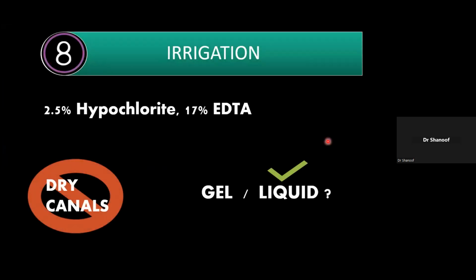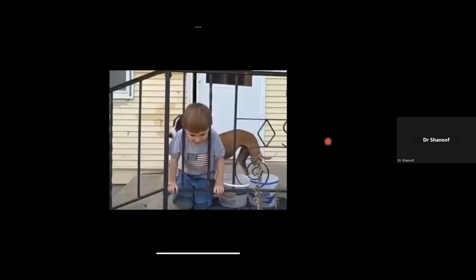Then comes the irrigation. Dry canals increase file fracture due to friction. So irrigating solution should be used continuously after every filing to keep the canal lubricated. According to literature, liquid irrigants are proved to have better lubricating effects than gels.